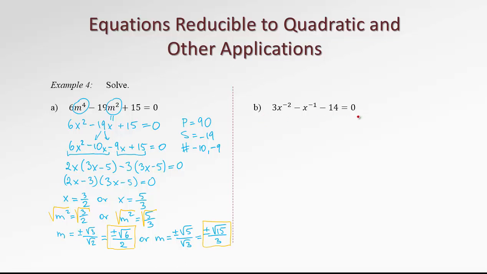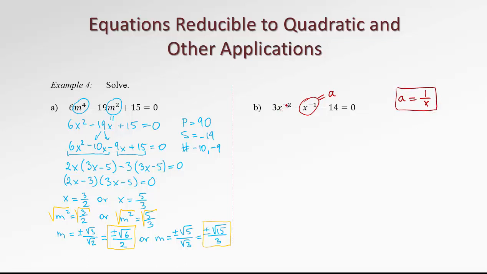Let's see the second example. This time, we don't even have a polynomial, but notice that if we rename this x to the negative 1 by some other letter, let's call it a. We could even write it on the side, so we remember that a is the same as x to the negative 1, which is the same as 1 over x, right? So that's our substitution that we can make.